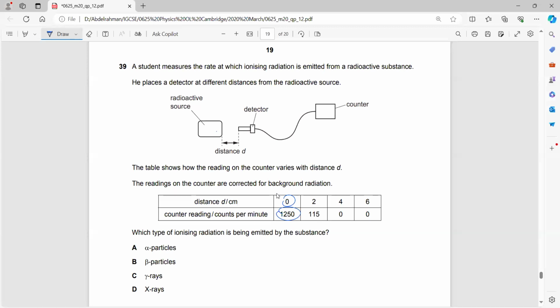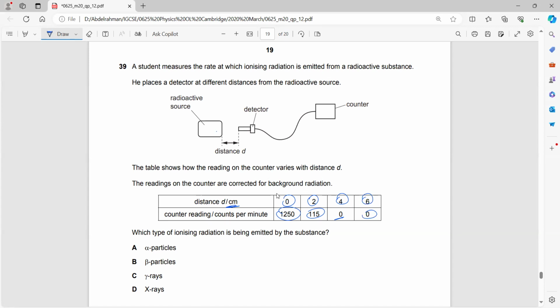When you moved it a distance of only 2 centimeters, what happened to the reading? It decreased to 115. When you moved it a distance of 4 centimeters, the reading became zero. And at 6, it's also zero.